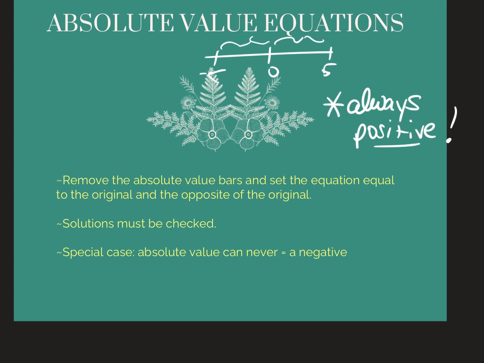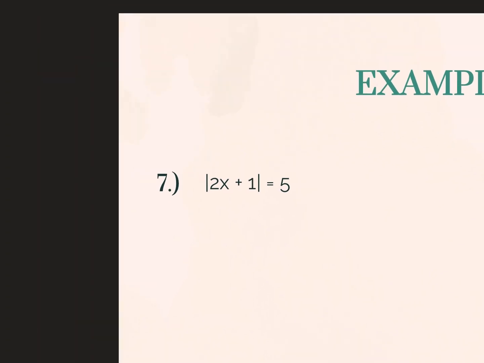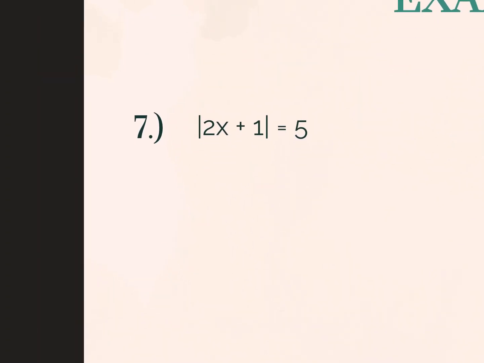The way that we solve absolute value is we are going to remove the absolute value bars and set the equation equal to the original and the opposite. Solutions have to be checked just to make sure, and there are special cases. Absolute value can never, ever equal a negative number. So let's look at this. How do I know this is an absolute value equation? I have absolute value bars. So you're going to set up 2 equations.